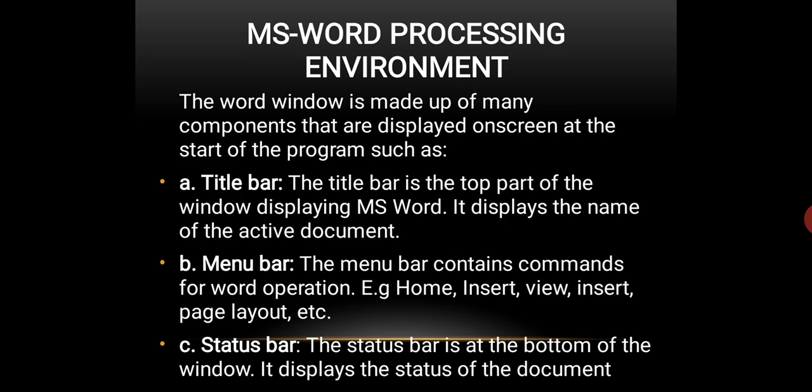It displays the name of the active document. Now, for instance, when you open your Word, by default the document name will be, let's say, Microsoft Word Document 1, then Document 2. The moment that document is saved, it replaces that default name with the name that you choose. That name is what displays on the title bar. That's why we say it displays the name of the active document.